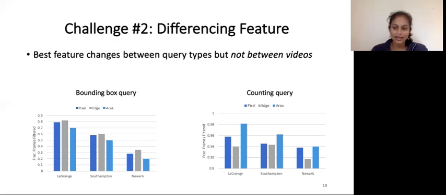We can see on the right that for the counting query, area filters the most frames while meeting accuracy across 3 different videos. And on the left, edge performs the best across videos for the bounding box query. And this goes back to the idea that each of these features operate at different granularities and capture different characteristics about videos. So importantly here, we only have to do this one time per query type, not per query or per video.